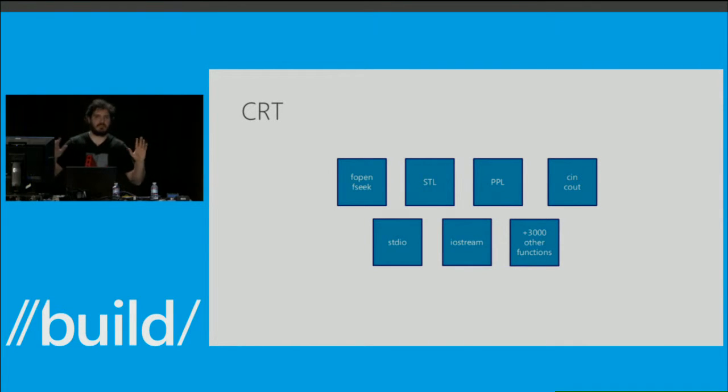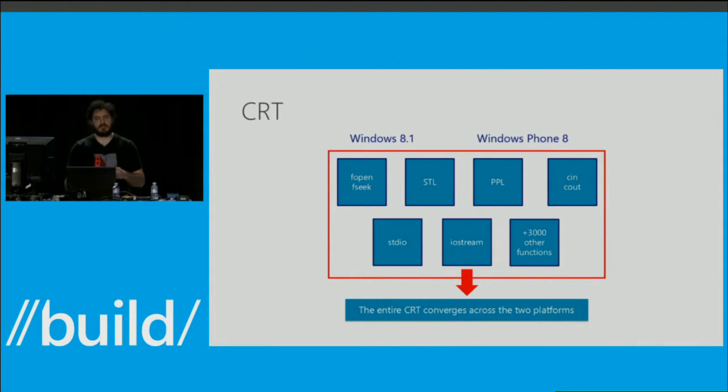CRT, the C runtime. If you pick up any learn C or C++ book in 21 days, or how to learn C++ programming, you're going to basically learn the C runtime. It's all like loading files, fopen, STL, cin. It's about 3,000 functions in total. And the good news is that it all converges across both platforms. There's no discrepancy.